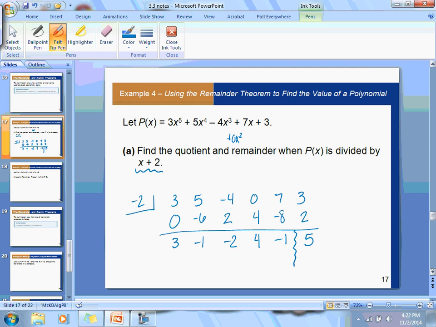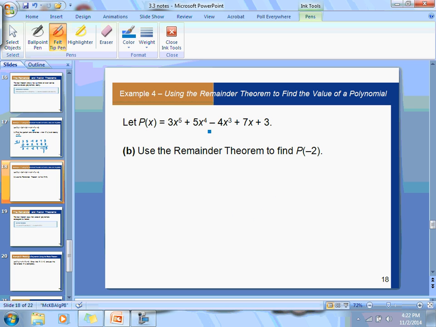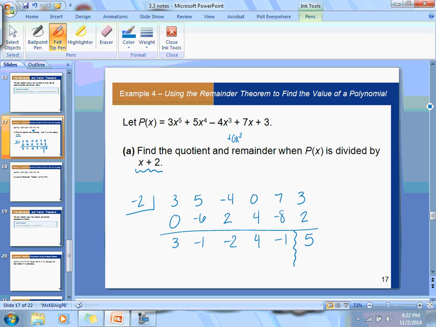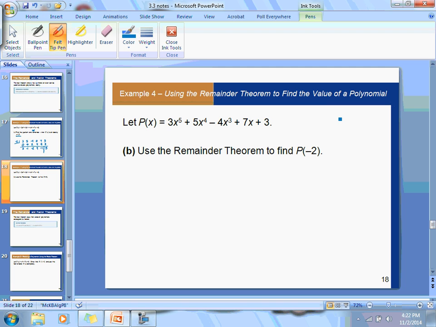Now, on the next slide, we're going to try substituting. Okay, so I'm dealing with the same polynomial and the same divisor. If I'm dividing by an x plus 2, that's what we were dividing by, right? Yep. So if I'm dividing by an x plus 2, the number that actually goes inside the box is a -2. So that's the number that I'm going to substitute into this big polynomial. And we're going to see what happens.